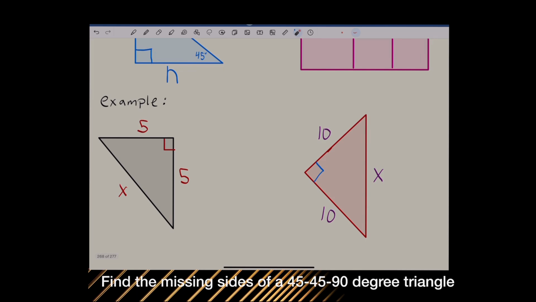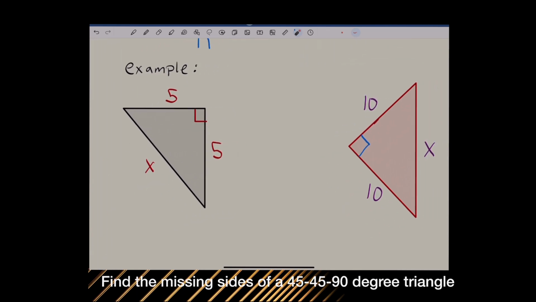Because if I look at this first example, I've got 5, 5. I've got a right triangle, so the two legs are congruent to each other. I need to find the value of x. So because the two legs are congruent to each other, I know that I've got a 45, 45, 90 degree triangle.